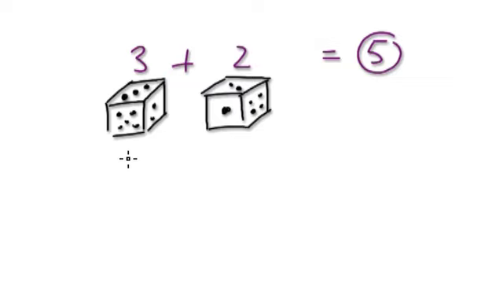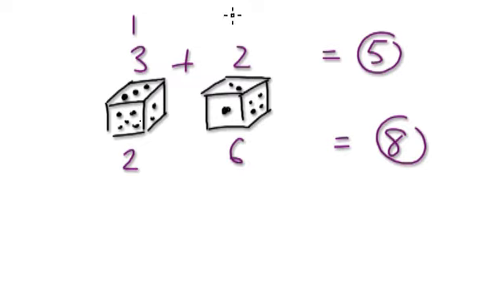Let me ask you this question here. Let's say you're playing a board game and you're going to roll two dice, and whatever you get, you're going to add the two together. So, for example, if you get a three here and a two here, your score would be five. If you get a two here and a six here, then your score would be eight.